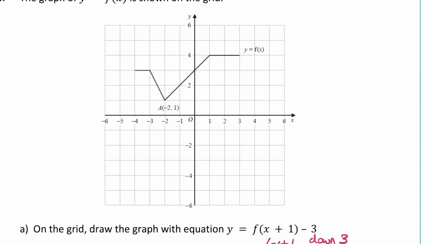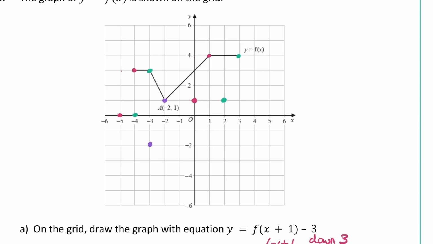I need to pick some points to do that. Doesn't matter which one we pick, I'm going to go for this one first. Left 1, down 3 to check the axes, make sure it's scaled properly, which it is. So there's that one. I'll try and do these in some different colours. That goes here. The next one, left 1, down 3, goes to there. I've got loads of colours, so I'm just going to use this one. Left 1, down 3 is here. And then this one at the end, left 1, down 3, just there.